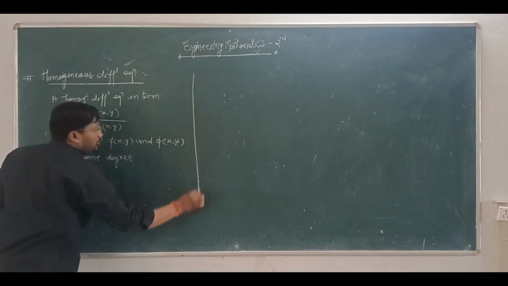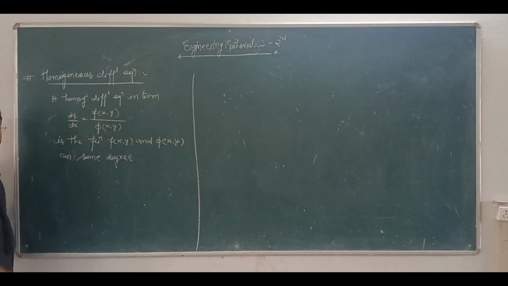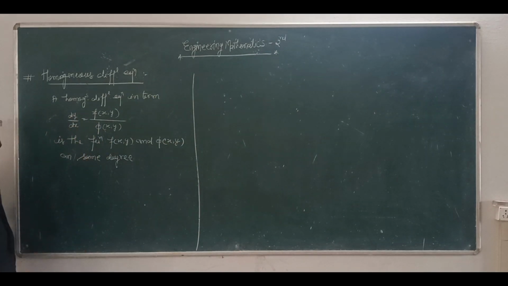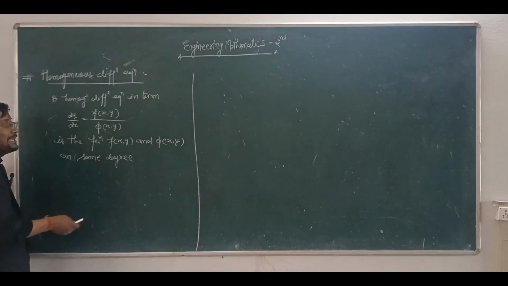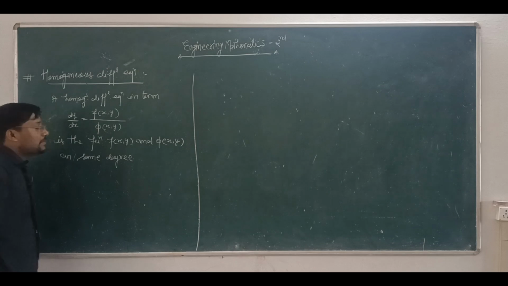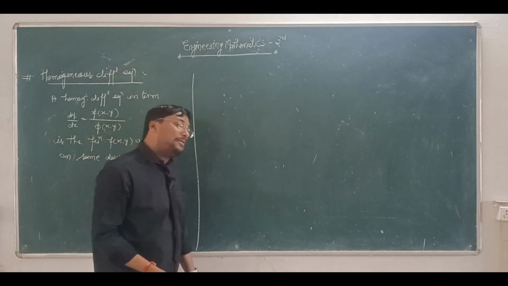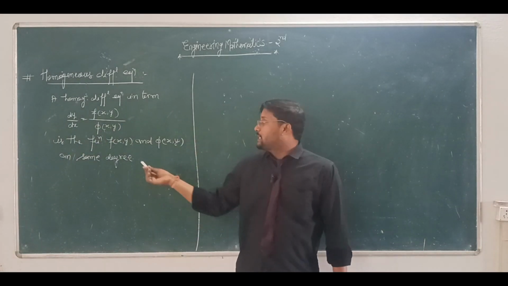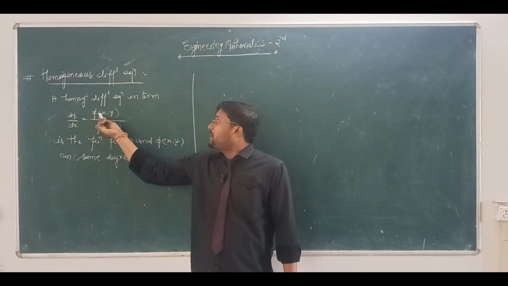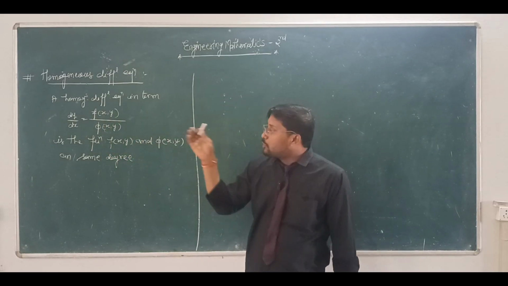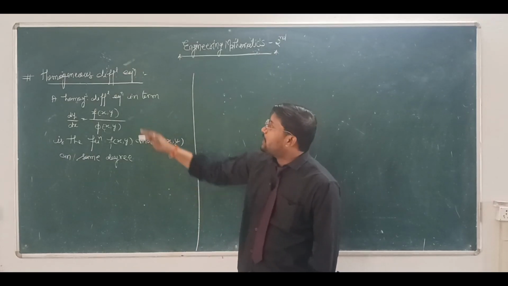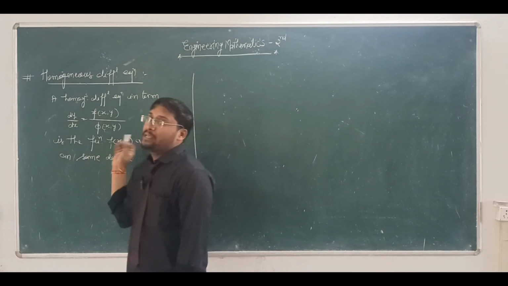A homogeneous equation is known as such if dy by dx is equal to f(x, y) upon phi(x, y), where f(x, y) and phi(x, y) have the same degree. If both functions f(x, y) and phi(x, y) are of the same degree, it is known as a homogeneous function.